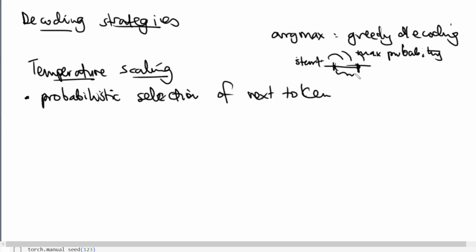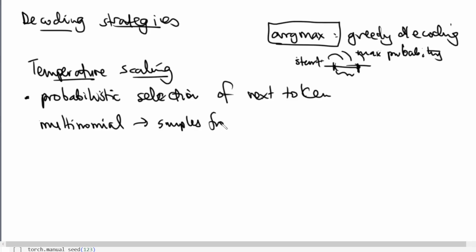So to generate text that has a bit of variety, we can replace this argmax here with something called multinomial. This multinomial function samples from a probability distribution, the probability scores that the LLM generates from the vocabulary. So it samples from a probability distribution. Let's see it at work.